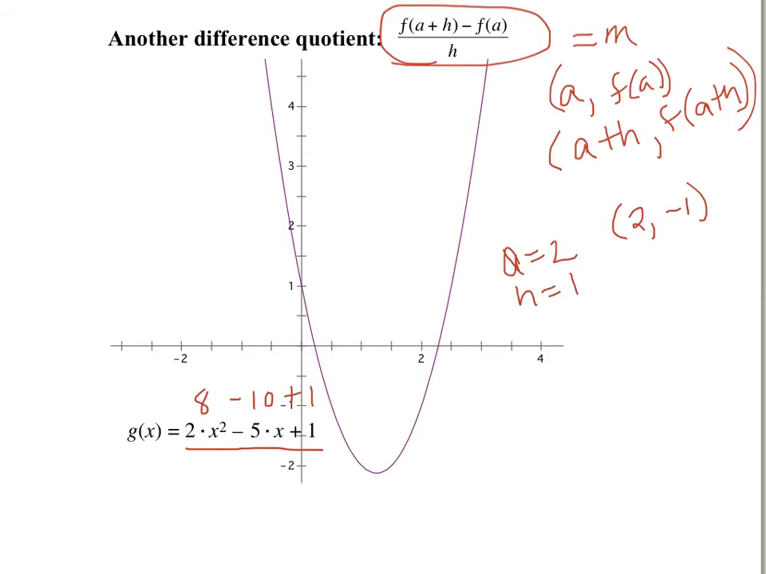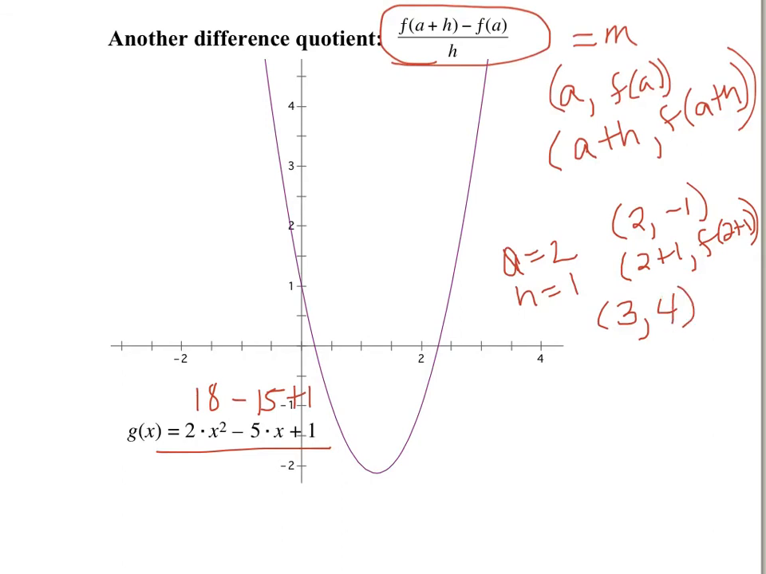And then to find our corresponding value for a plus h, which in this case would be 2 plus 1, comma, f of 2 plus 1. So we would have 2 plus 1, which is 3. And so again, if we plug 3 into this equation, we would have 2 times 9, which is 18, minus 5 times 3, which is 15, plus 1. So we would get 4.